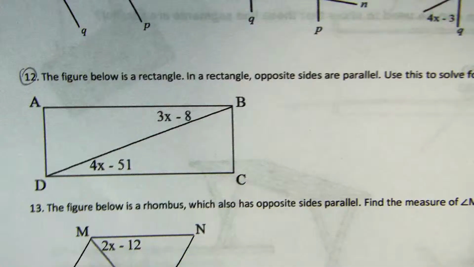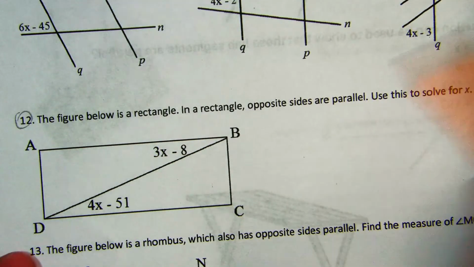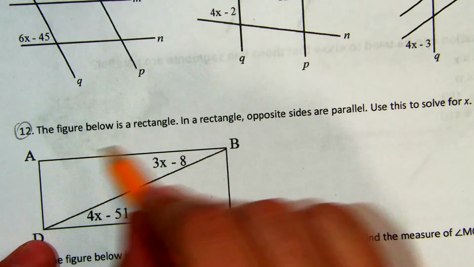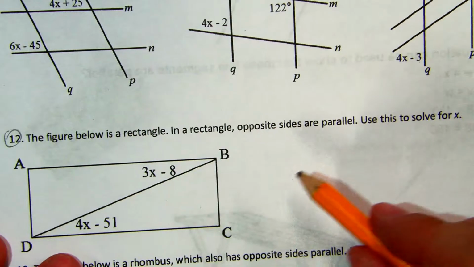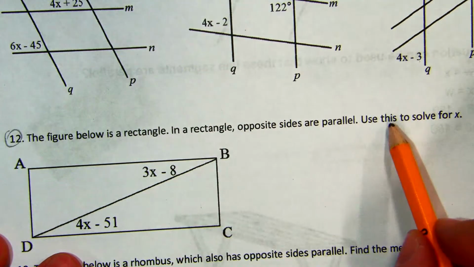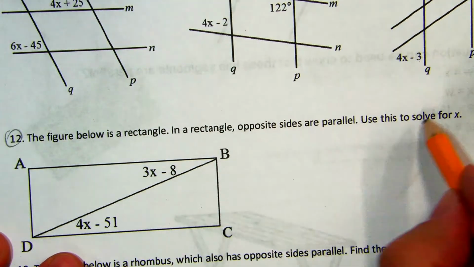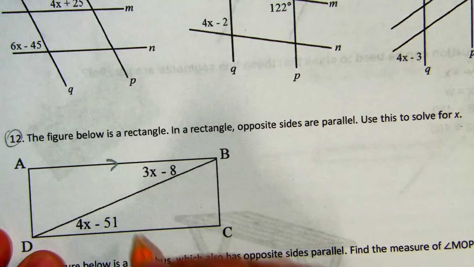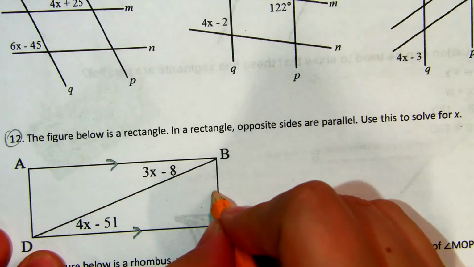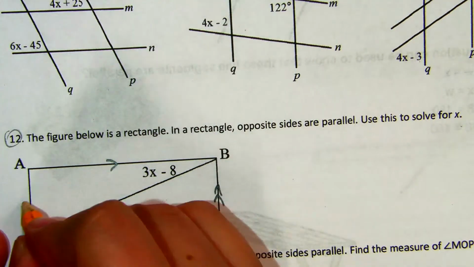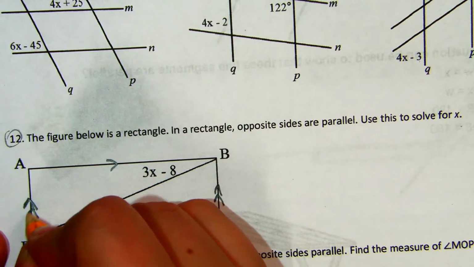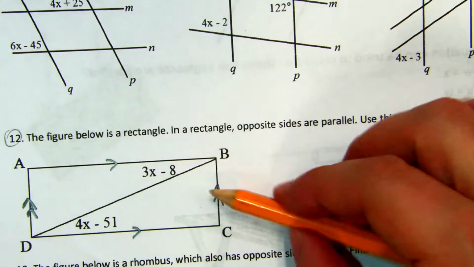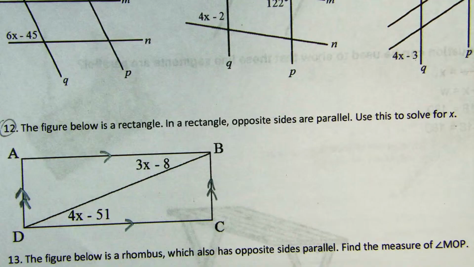One last kind of problem. Number 12. It says the figure below is a rectangle. In a rectangle, opposite sides are parallel. Use this to solve for x. So opposite sides are parallel. That means that AB is parallel to CD, and BC is parallel to AD. See how I mark it? The one set of arrows means those lines are parallel. Two sets of arrows means these lines are parallel.